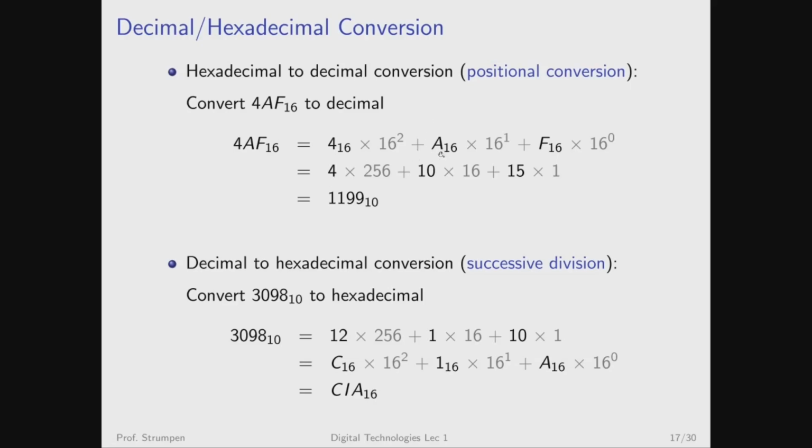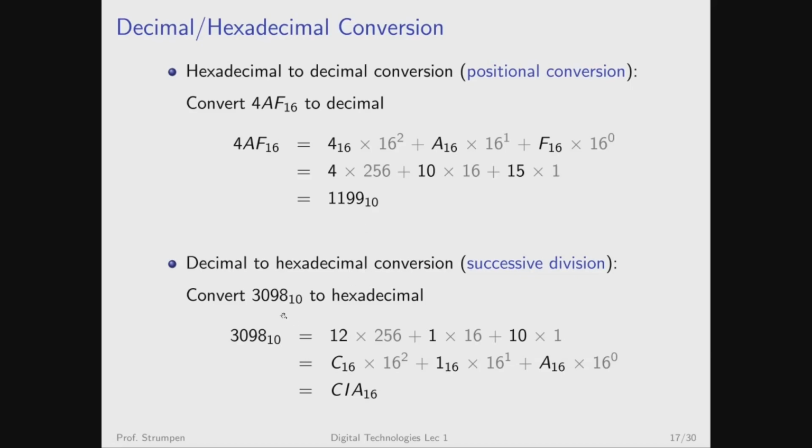And the hex digit 4 is equal to decimal digit 4. Hex digit A is equal to decimal number 10, and hex digit F is equal to decimal number 15. We have a weighted sum, purely decimal, that we can evaluate to 1199. So 4AF in hex equals 1199 in decimal. The converse, or the other way around, works with successive division.